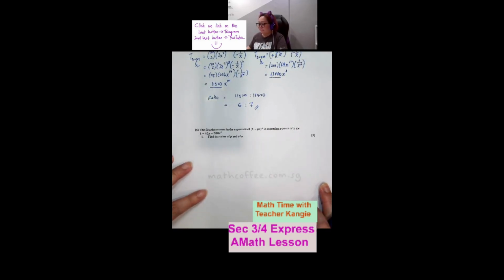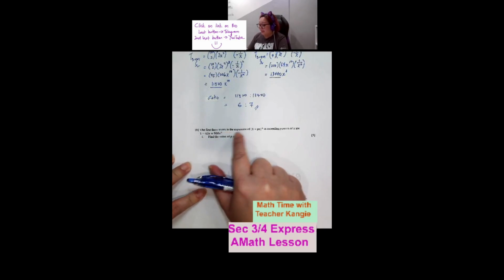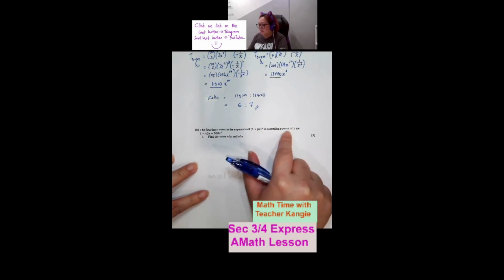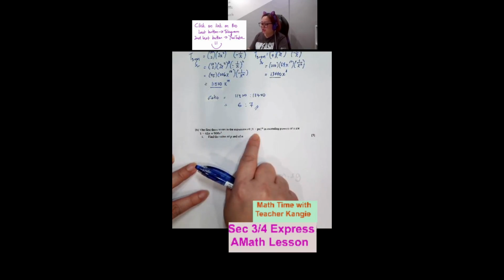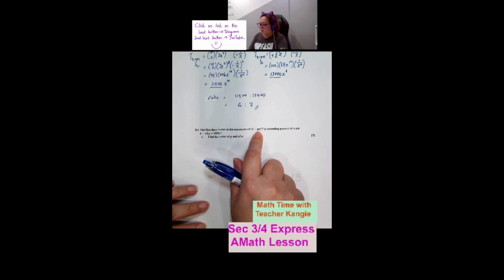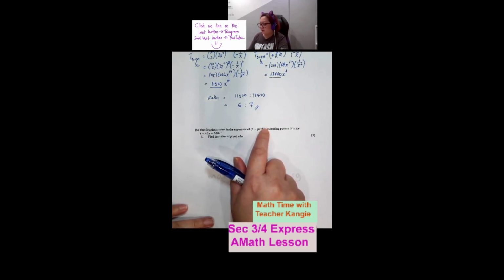Okay. So they say that the first 3 terms in the expansion, in ascending power of x, are given. So they tell you the first 3 terms of this expansion. Now you look at this one. You have two unknowns, the unknown p and the unknown n. Okay, the most nightmare is when the power n is not given to us. So then how are we going to do it, right?